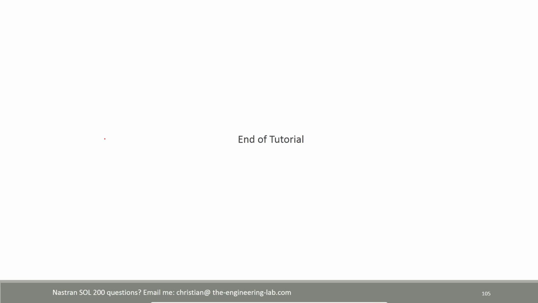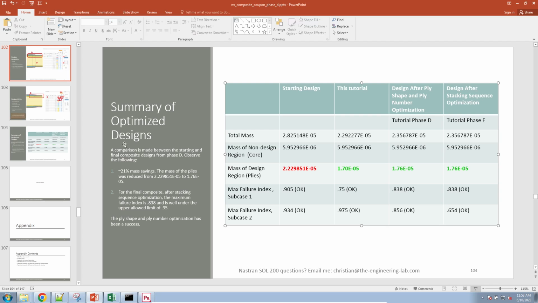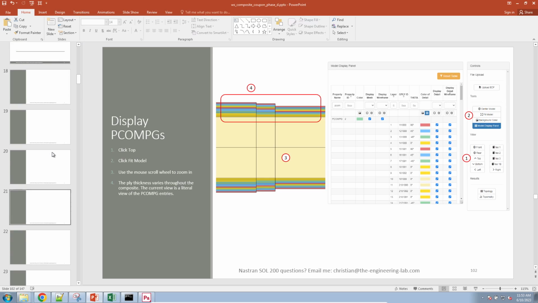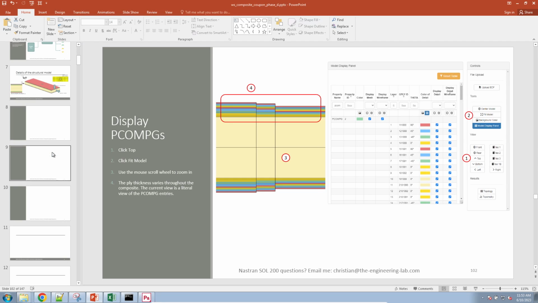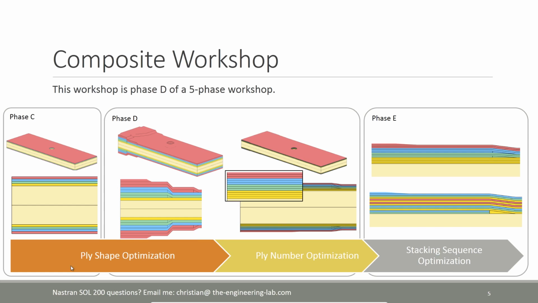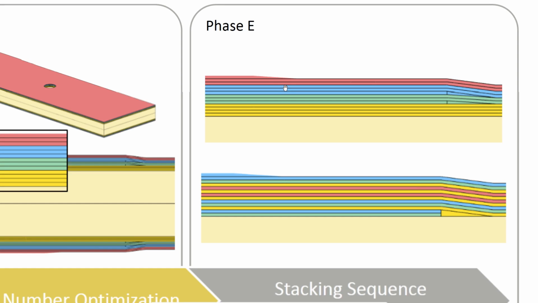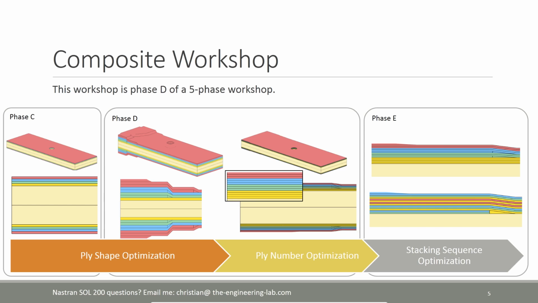Now, I think that's the end of this tutorial. Just a few last comments. In the next tutorial, I'm going to show you how to perform a stacking sequence optimization. So if your plies are together, we're going to separate them out a little bit more just so we get a more homogeneous cross-section for the composite thickness. So again, that's coming up in the next tutorial.